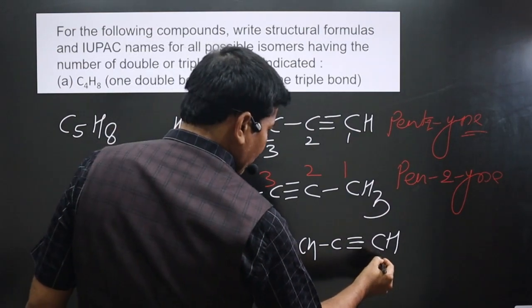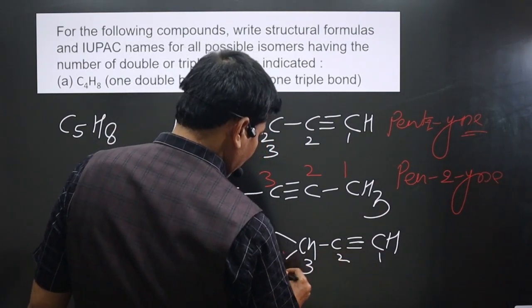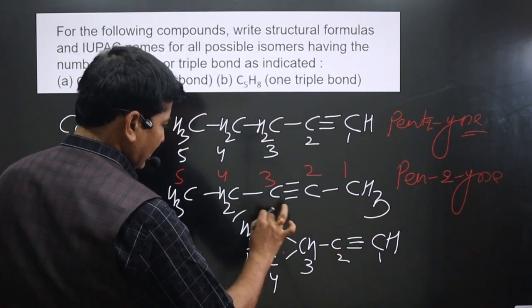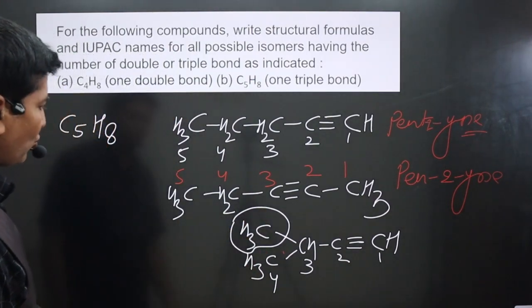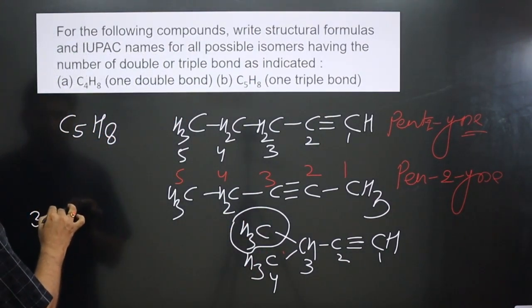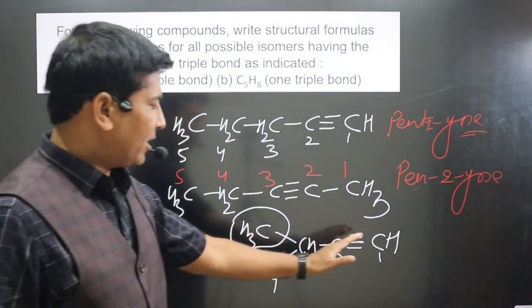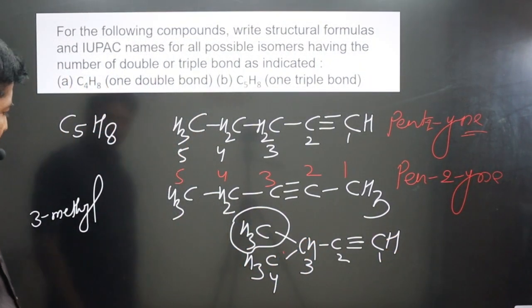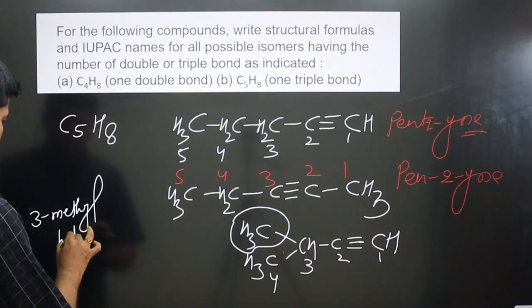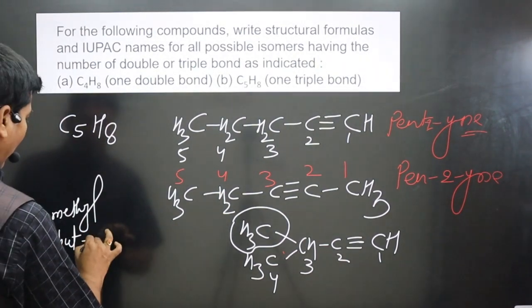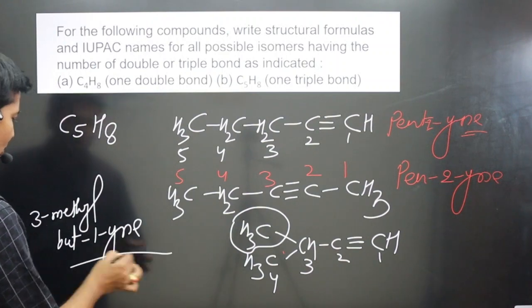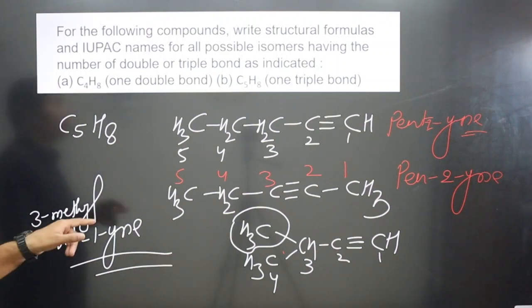Now we have the first carbon, second carbon, third carbon. Let's say this is the fourth carbon, and this is the branching we have. So we can mention 3 methyl. How many carbons are there in the parent chain? 4 carbons. So we can mention but, and then 1 yne is there. So the name of the compound is 3 methyl but 1 yne.